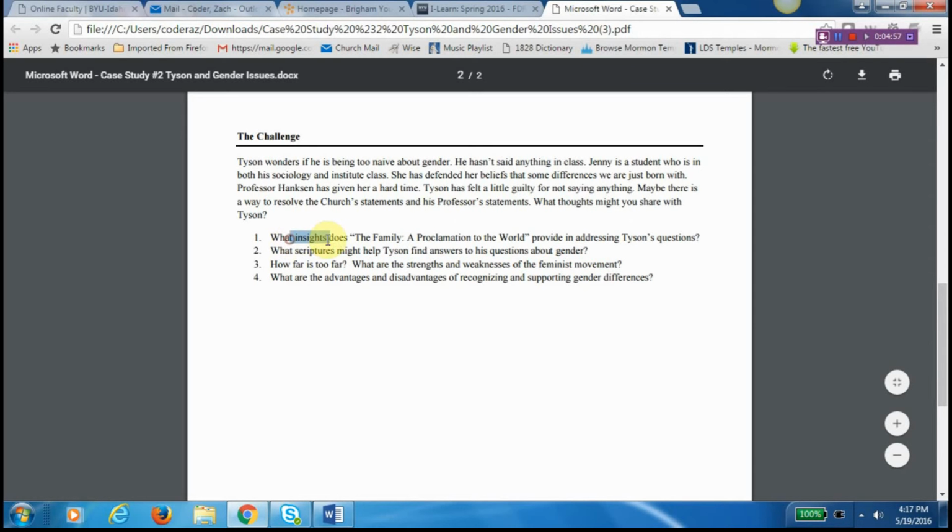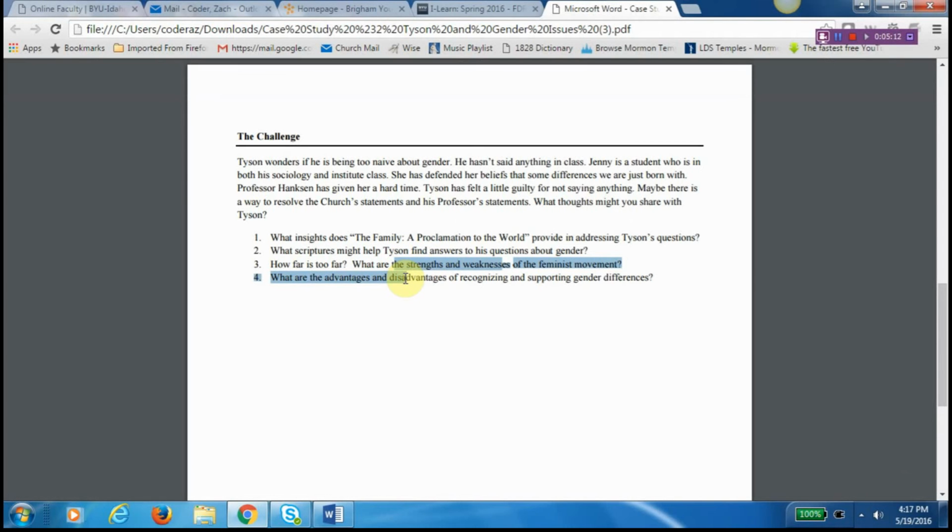But remember, it asks specifically here, what insights does the proclamation... So I needed to see a quote from the proclamation. What scriptures? I needed to see some scripture quotes, okay? These last two are really kind of your thoughts. So again, I can't really mark those wrong unless your thoughts are not coherent or just really superficial, all right?